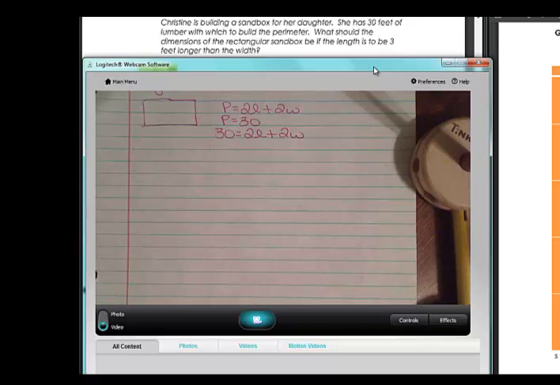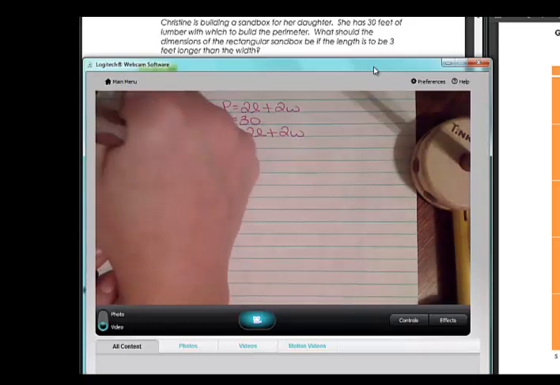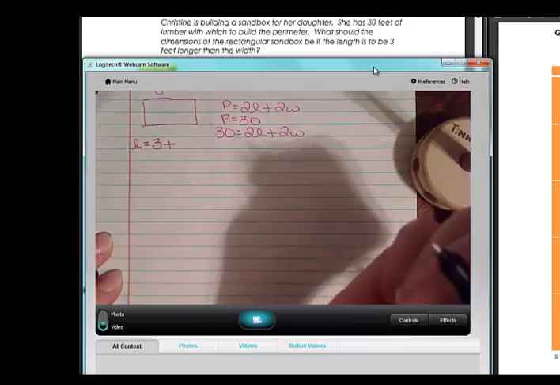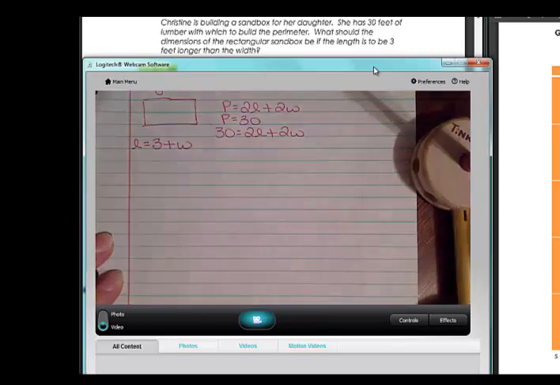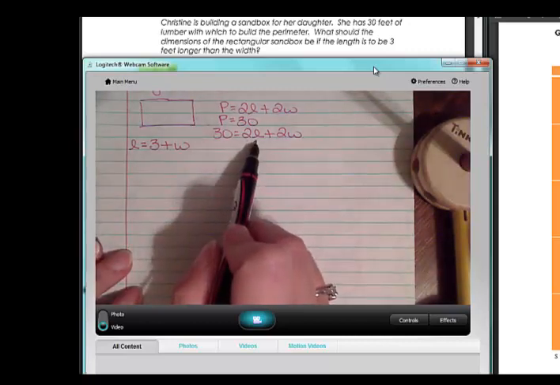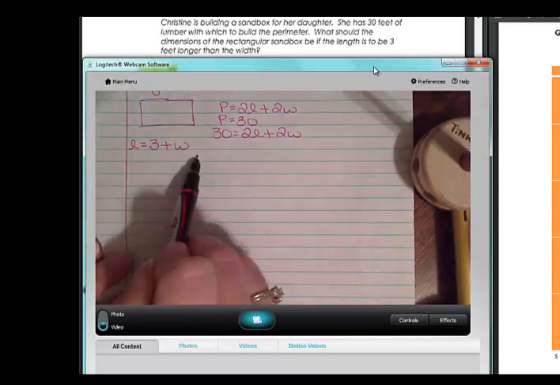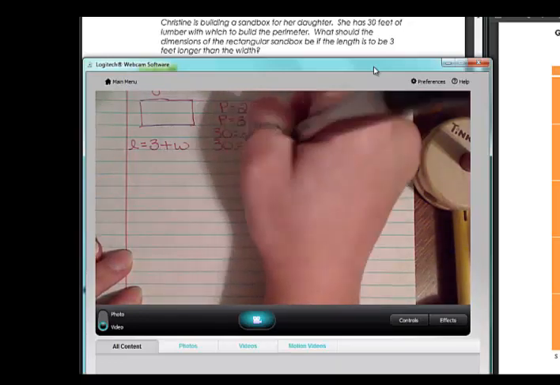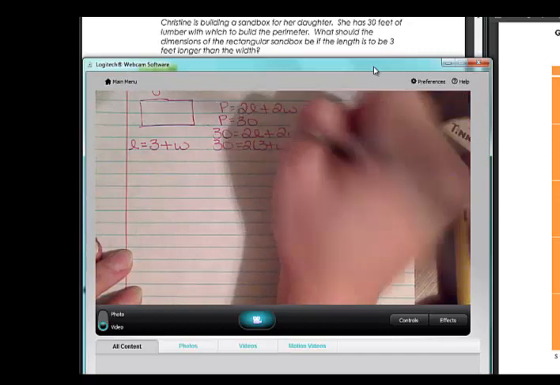Okay, let's see what else she gives us. It says the length is to be 3 feet longer than the width. So we have the length is to be 3 feet longer than, which would be plus, and then our width. Again, we're just going to substitute that in and work it out. So anywhere that there's an L in this equation, we're going to put in the 3 plus W. And then let's work it out.